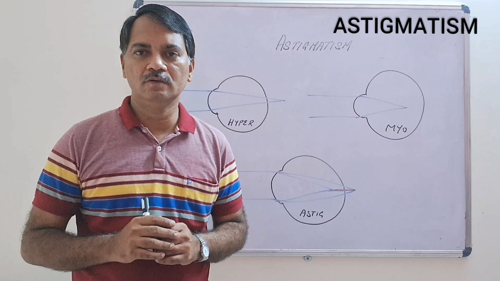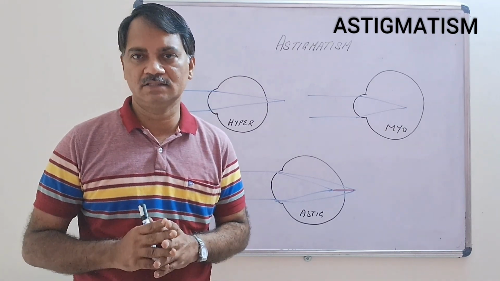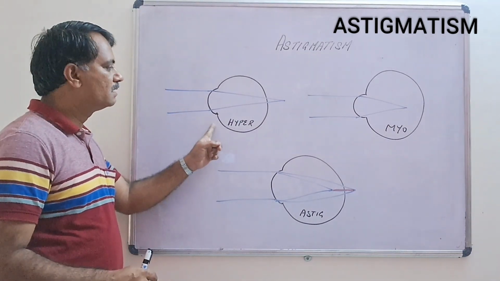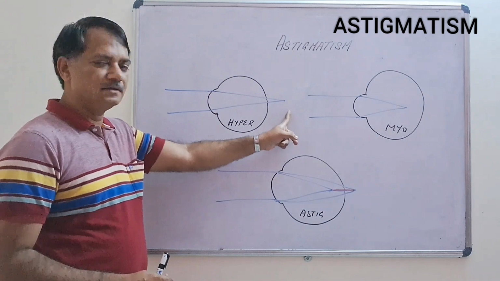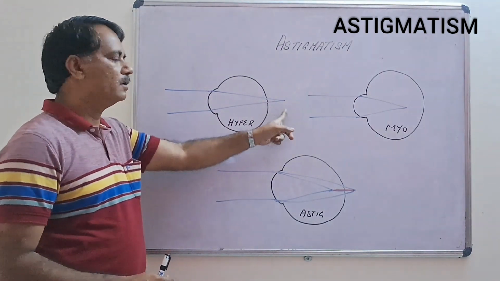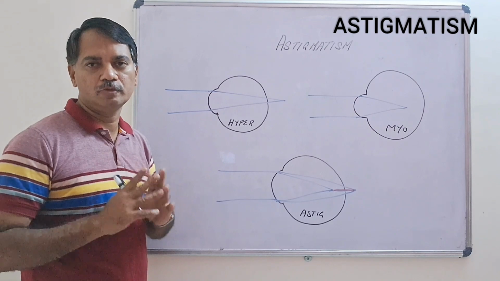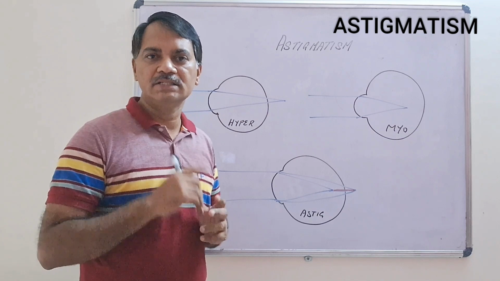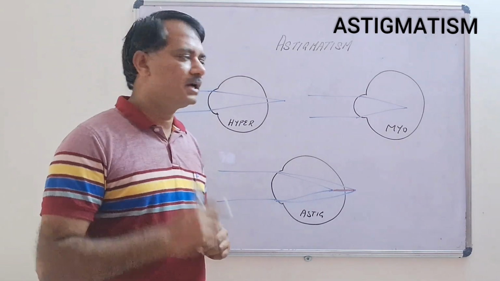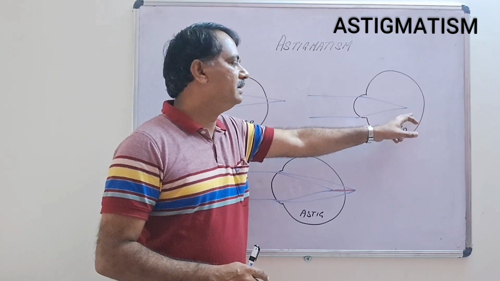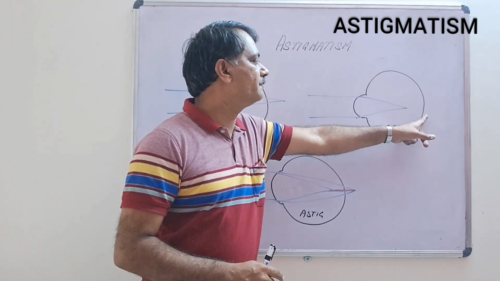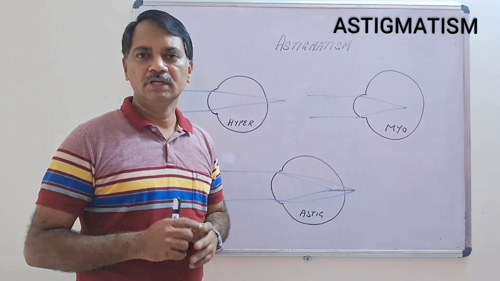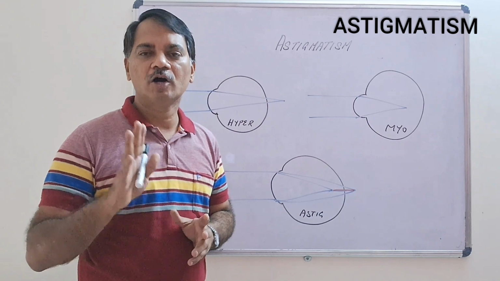Hypermetropia, all of us know, is called long-sightedness. In hypermetropia, the light rays coming from a distance get focused behind the eyeball. So that is hypermetropia. In myopia, the light rays coming from a distance get focused within the eyeball, well in front of the retina. So that is myopia, otherwise called short-sightedness.